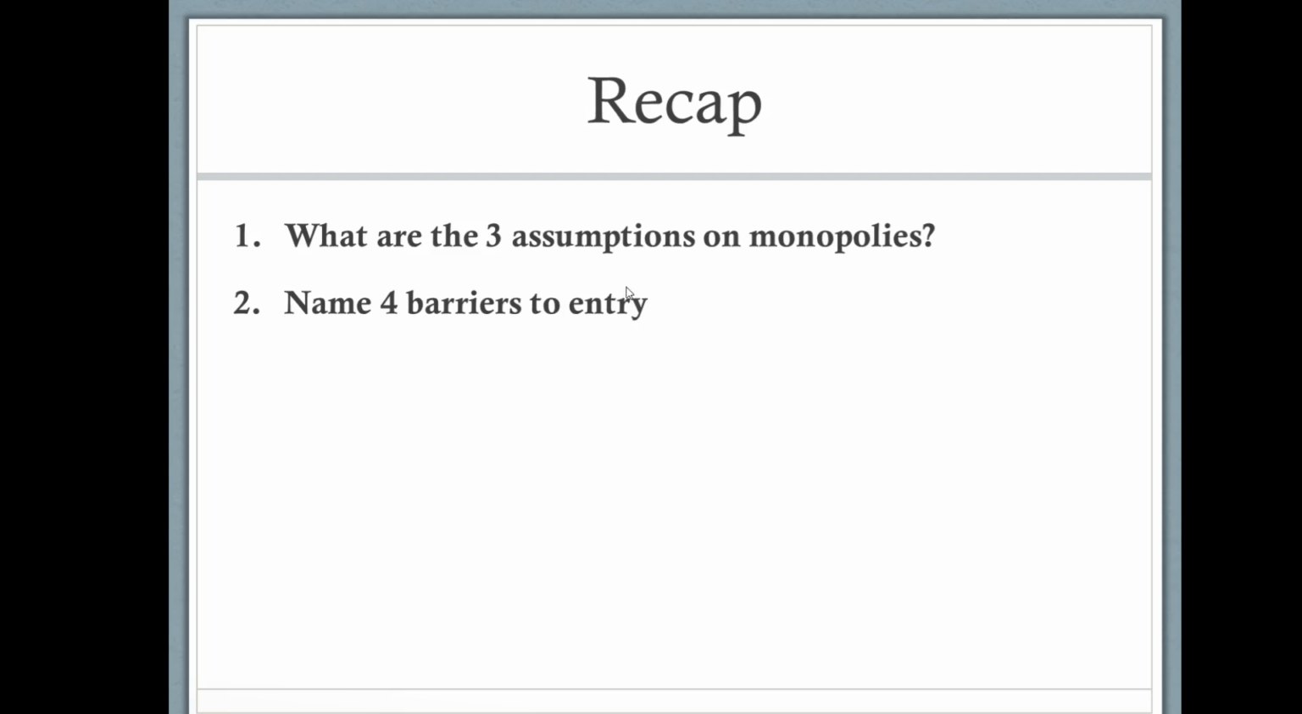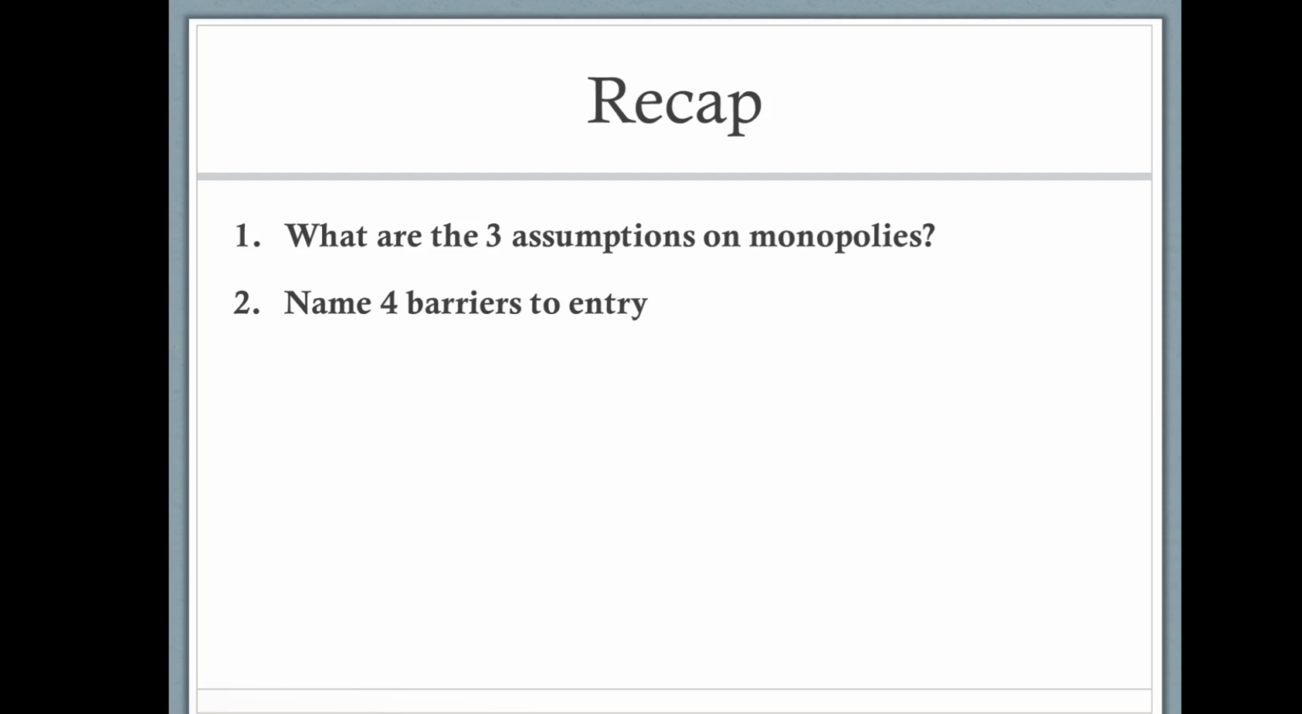Let's have a quick recap. What are the three assumptions on monopolies once again? One firm, and the second one you just told me, high barriers to entry, and the third one is no substitutes. There's no close substitute for monopolies. So they are the three assumptions that we use.